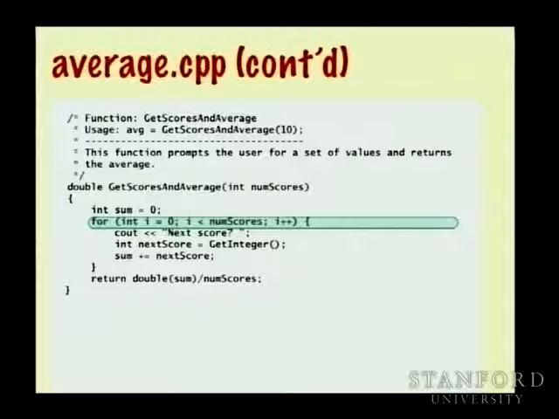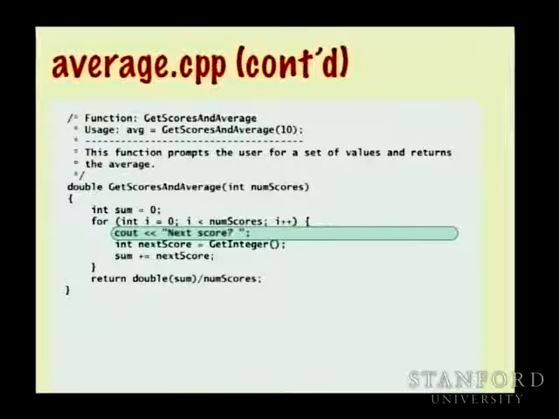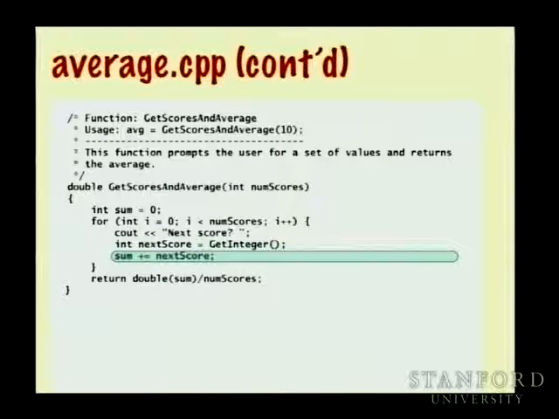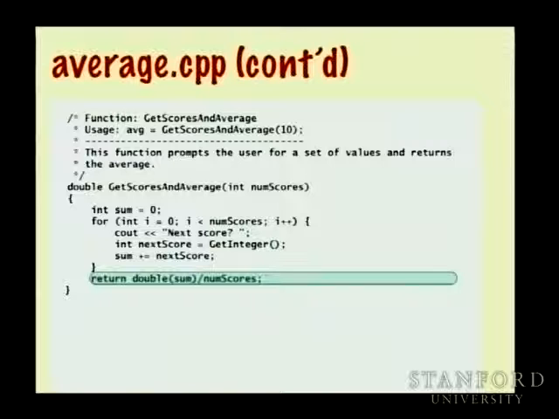And then each time through the loop, we are prompting the user to give us a score. We're actually reading their score with a getInteger call, and we'll see what getInteger is. getInteger actually is a cs106 function that retrieves a number that the user types to the console. We add that into the sum, keep going. And after we've done the whole thing, at the very end, we're doing a division of the sum by the number of scores to compute the average score that was entered and return that.